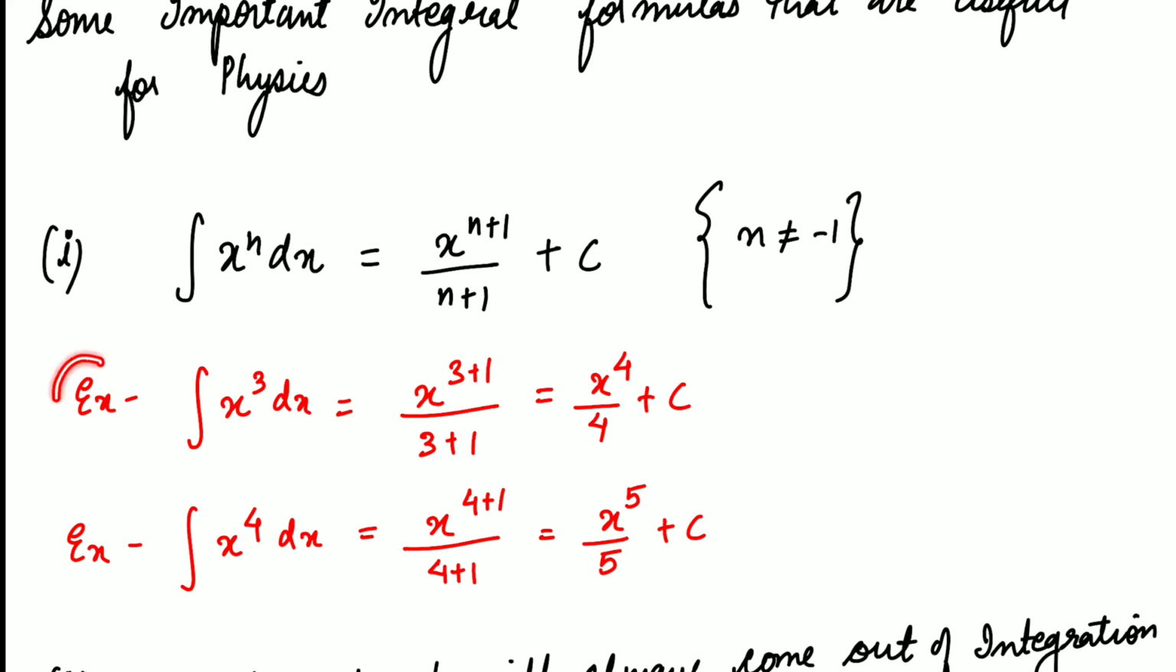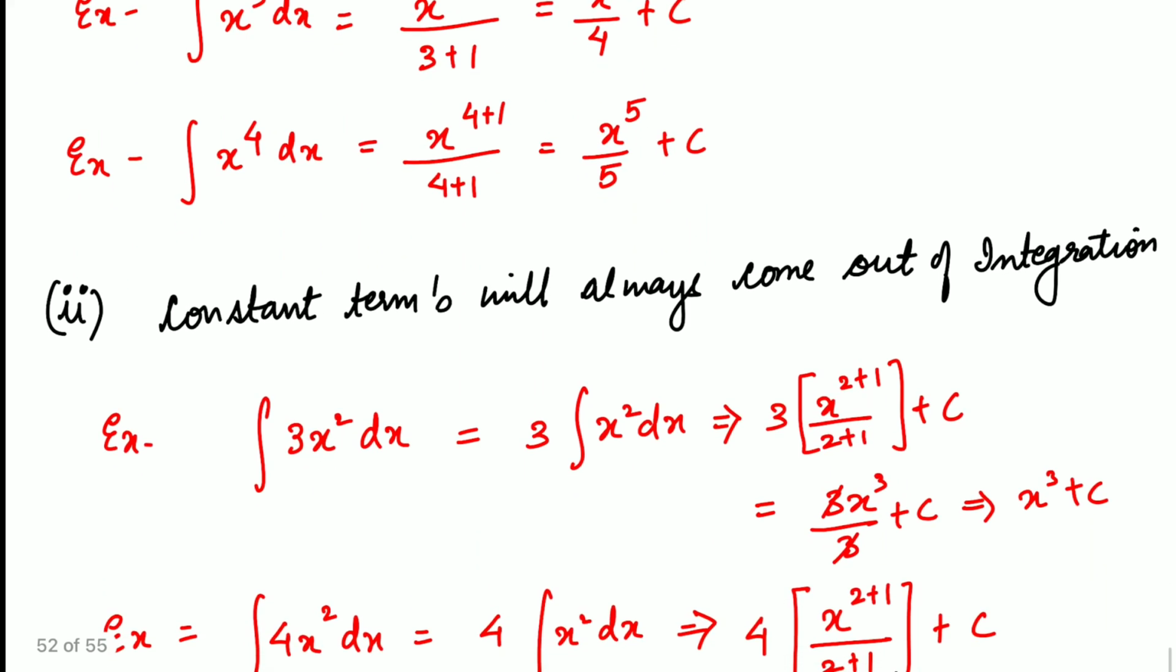So the moment the value of n is equal to minus 1, this formula is not valid. You have to be very careful about that. Now let's talk about some examples here. If the example is x to the power 3 dx, the answer is x to the power n plus 1, that is x to the power 3 plus 1 upon 3 plus 1, and that will be x to the power 4 upon 4 plus your constant c. Second example, x to the power 4 dx, the answer will be x to the power 4 plus 1 upon 4 plus 1, and this is x to the power 5 upon 5 plus constant c. I hope that is understandable. Okay, let's go to the next rule.